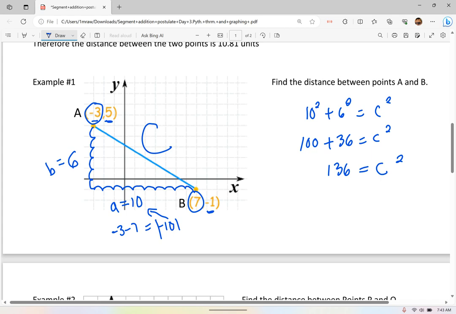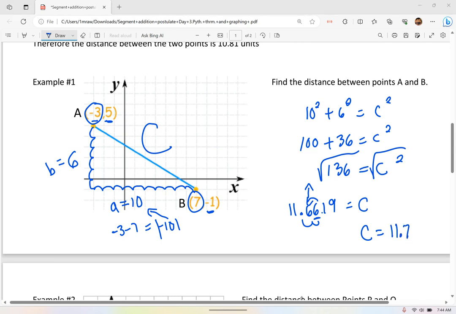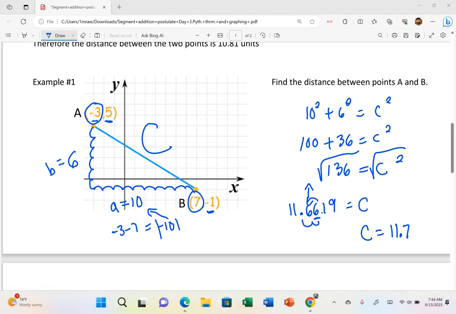Okay, and when we take the square root, let's go ahead and round. So we get c is equal to, and you get a lot of decimals, 11.6619. You should round it to 3 decimal places, but let's go ahead and round to 1 decimal place. If we're rounding to 1 decimal place, this number tells this number what to do. Since that's higher than 5, that goes up. So we're going to say that the distance between A and B is going to be 11.7. Okay. All right. Awesome. And we'll continue this video here in just a couple of minutes.